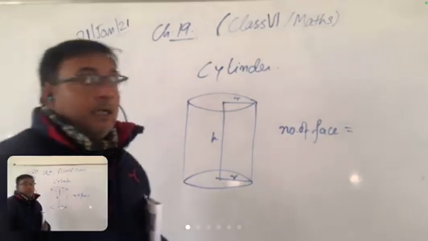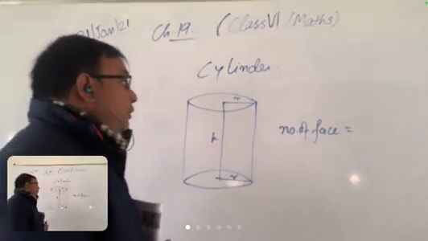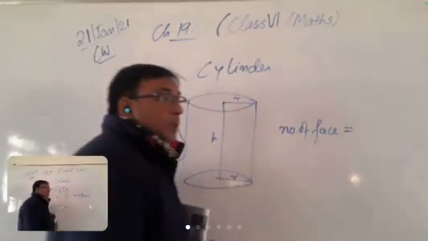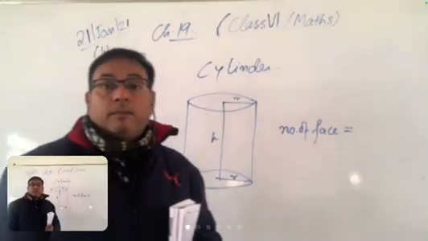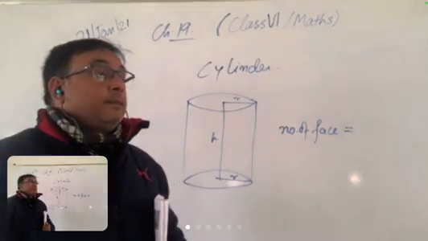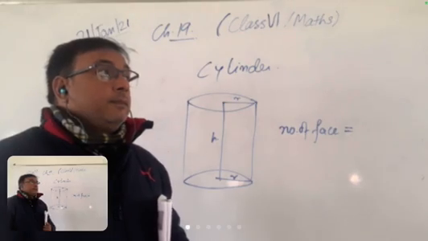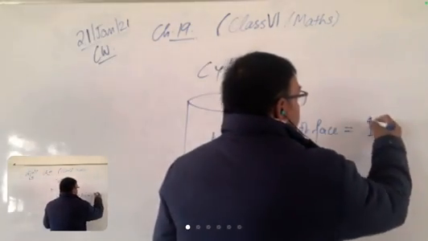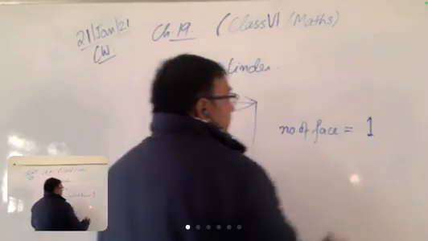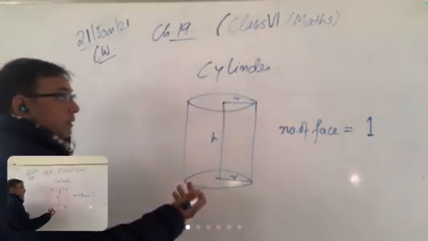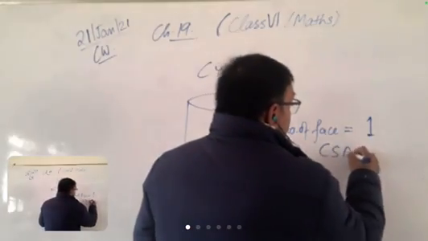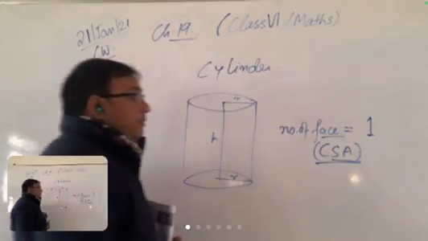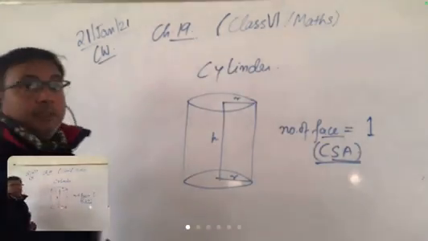Neha, you know or you don't know? Astha, one. Number of face is basically one. This is the curve. Face is basically the curved surface area. This curved portion is basically the face.